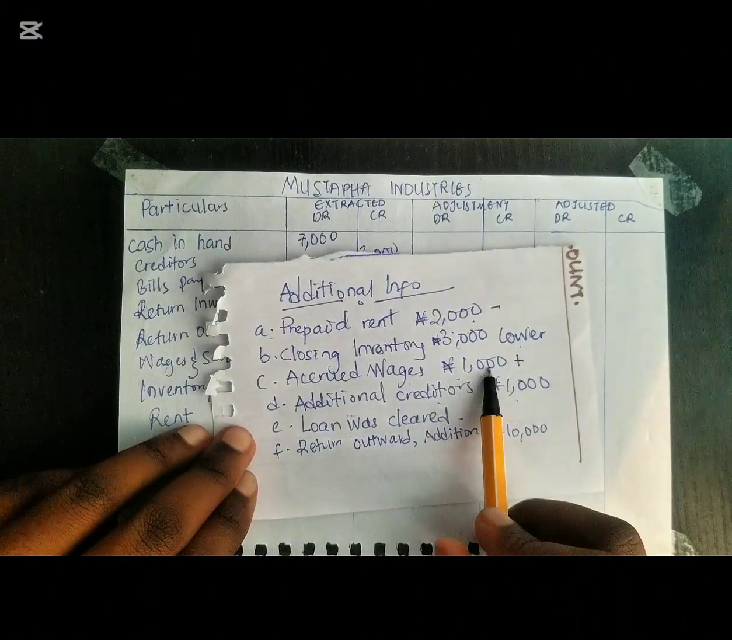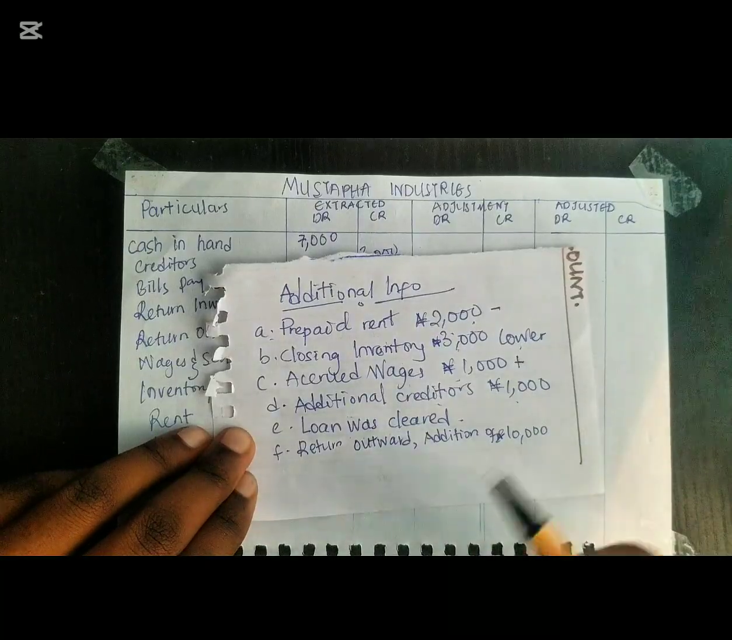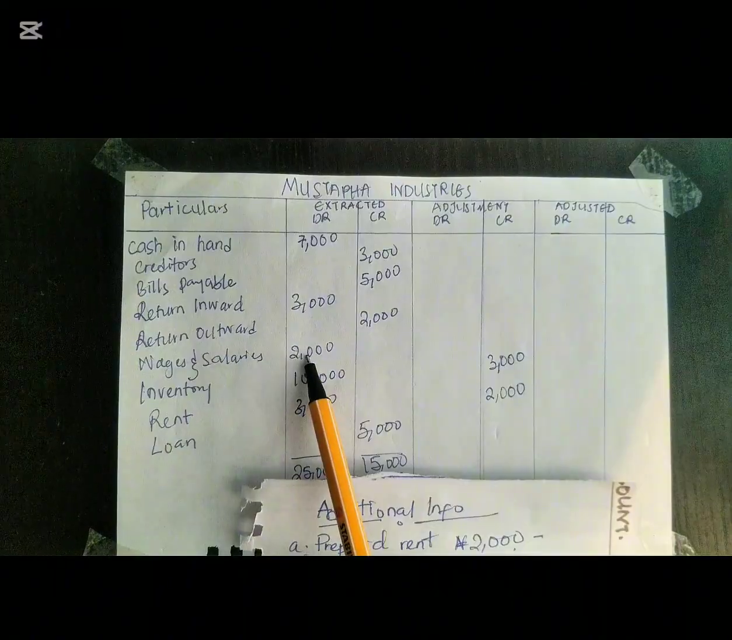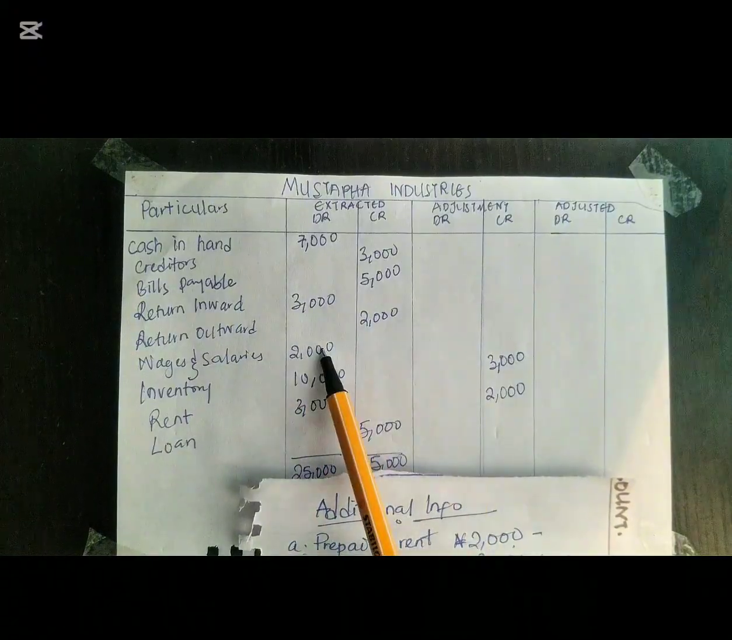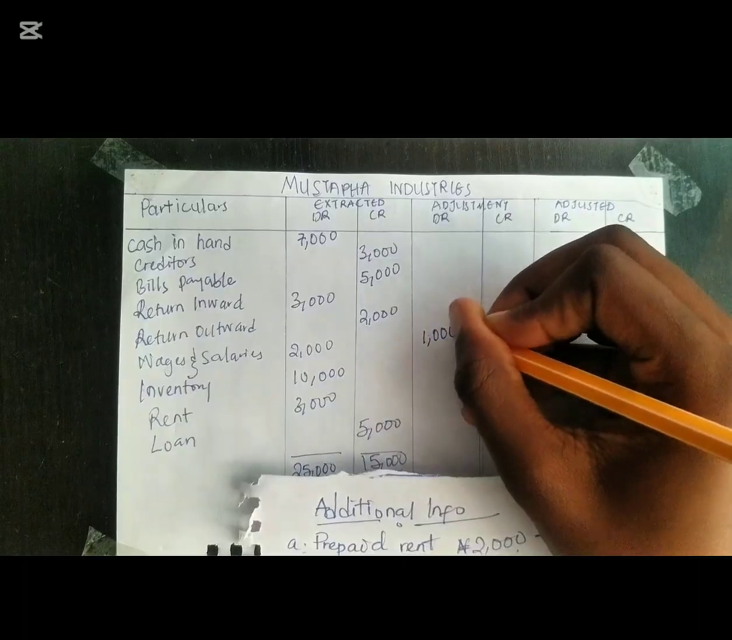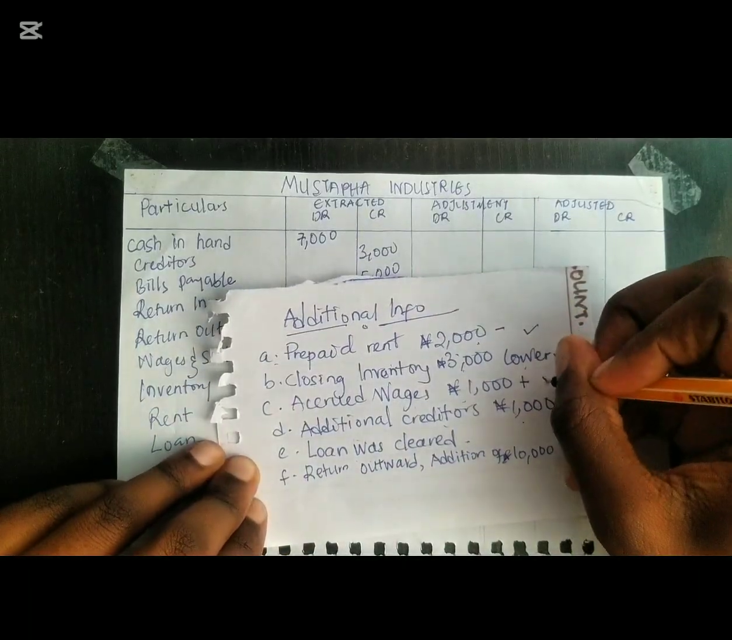Accrued wages is 1,000 naira, and I told us that anytime you hear accrued, you should know that we are what, adding. So the wages and salaries, which is here, if you put it on the debit side, it means we're adding to this one. So we're going to put in the 1,000 naira here on the debit side. So we have done this, we have done this, we have done this.